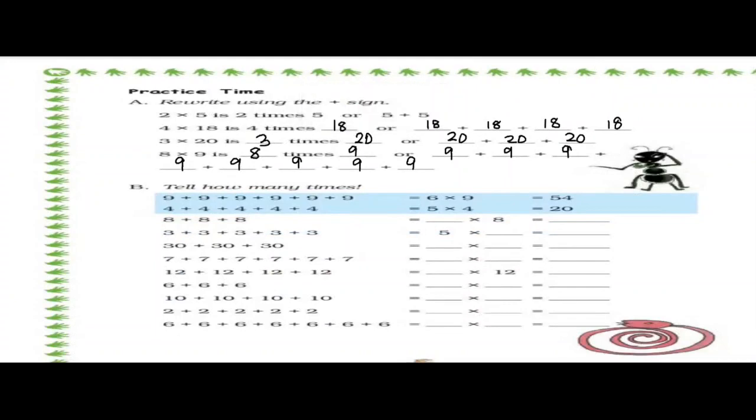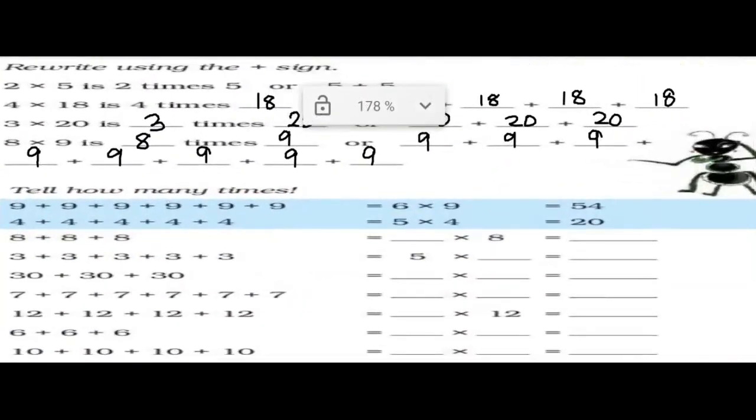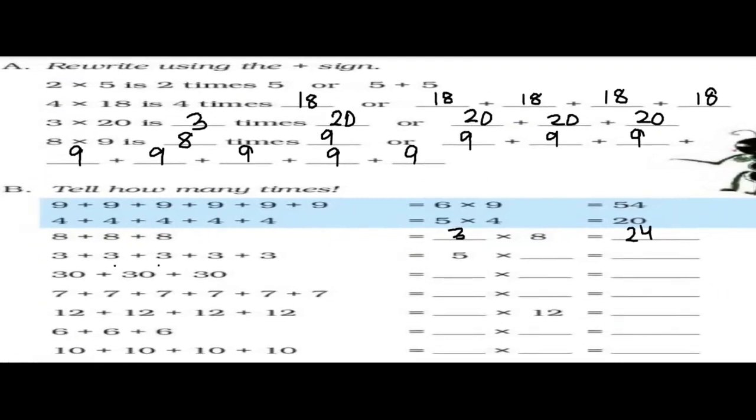Now children, in the same manner we will do this also. 8 plus 8 plus 8. So there are 3 times 8. So you will write 3 times 8. 3 8s are 24. In the same manner, how many 3s are there? 1, 2, 3, 4, 5 3s. So 5 into 3 is 15. So in the direct way also you can find the answer. This is an easier one. So how many 30s are there? 3 30s. So 3 times 30, that is 3 into 30. If you multiply it, your answer will be 90.